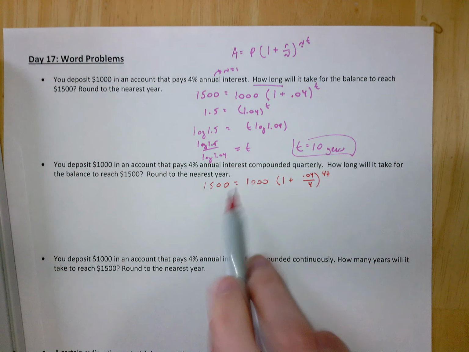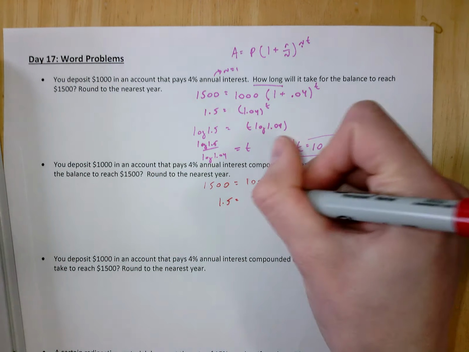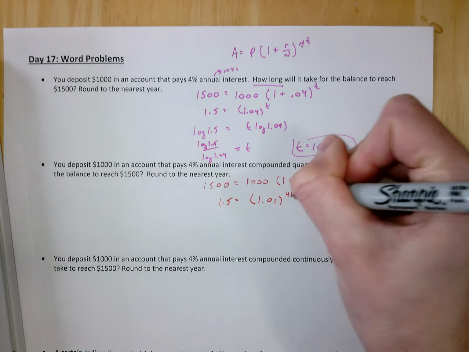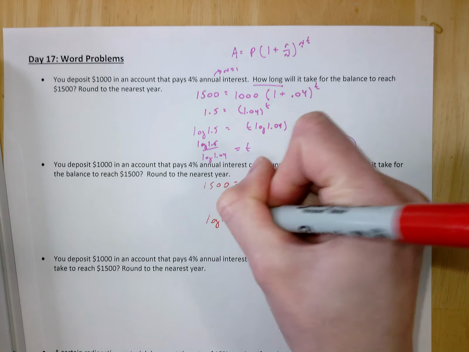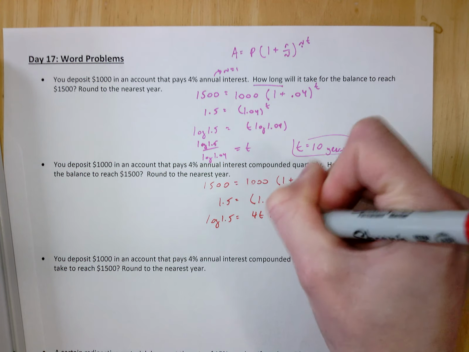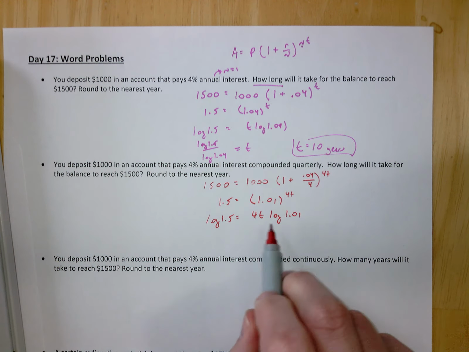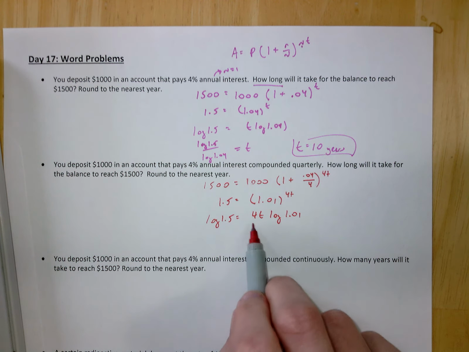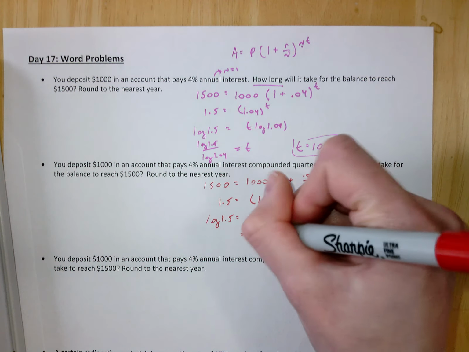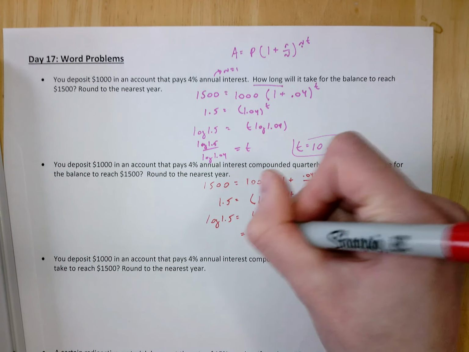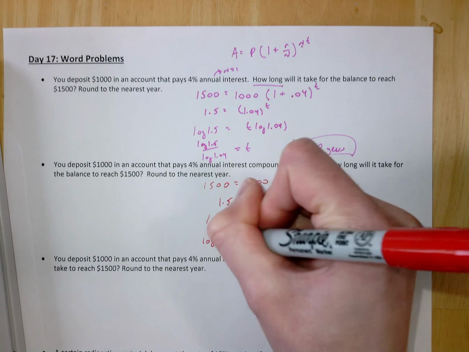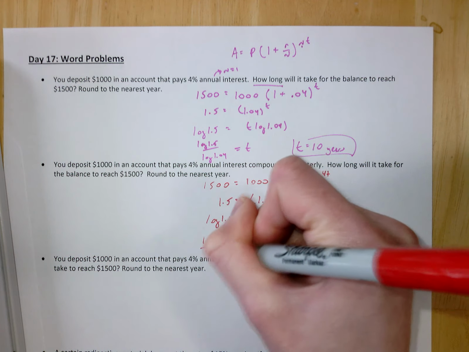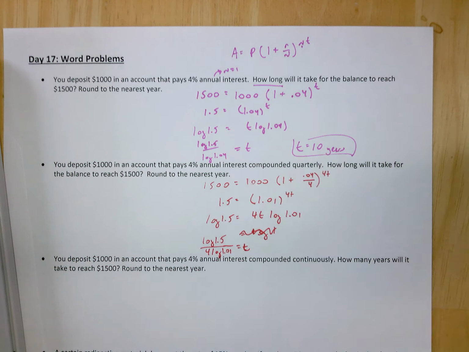The first steps will be the same. I'm going to divide both sides by 1,000. That simplifies to 1.01 raised to the 4t. I'm going to take the log of both sides, so I'll have the log of 1.5, and I'm going to drop that 4t down at the same time. Then to get t by itself, you can either do this in 2 steps, divide both sides by log of 1.01 and then afterwards divide by 4, or you can do it in one big step. Basically I'm putting in my calculator log of 1.5 divided by 4 times the log of 1.01. So you could do it either way.